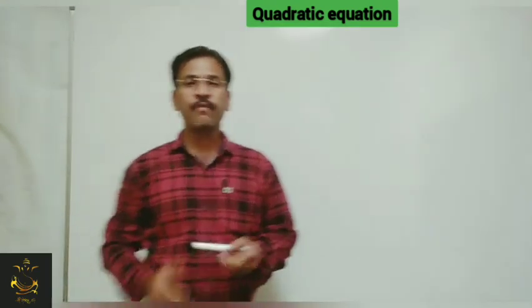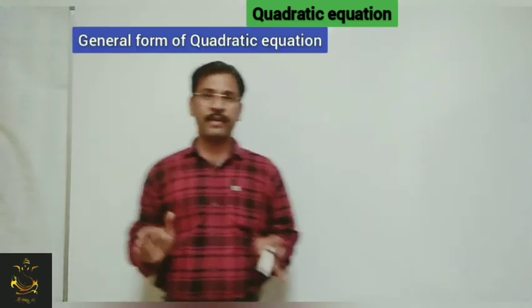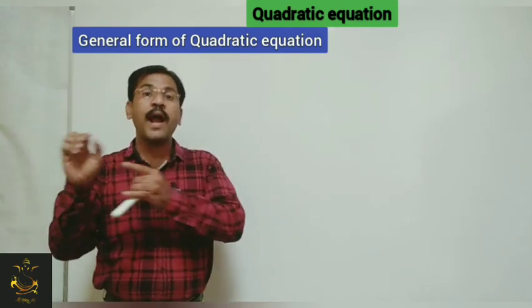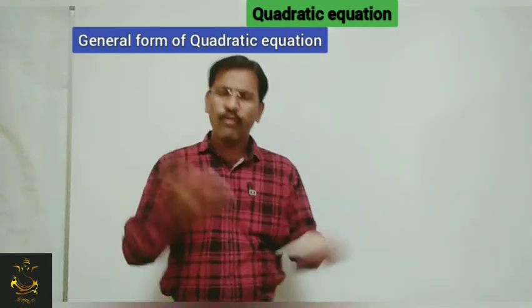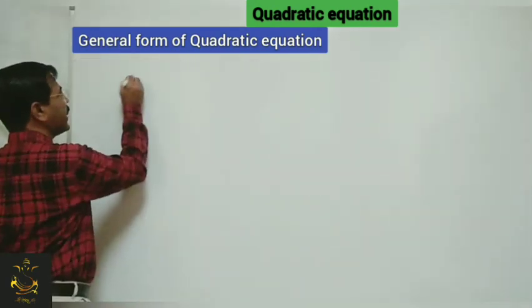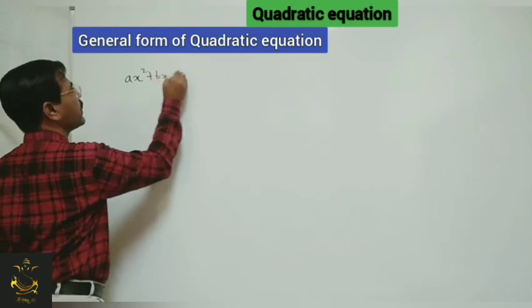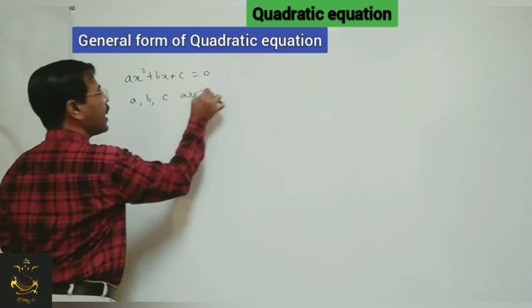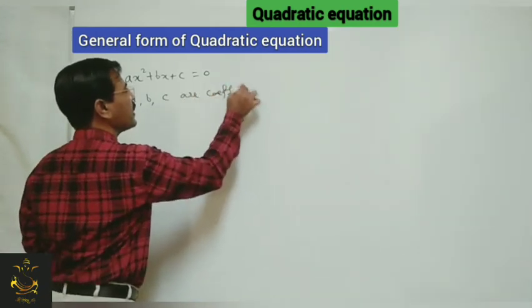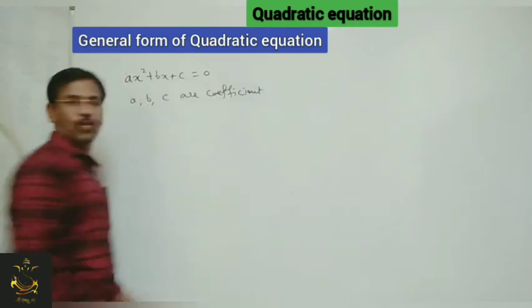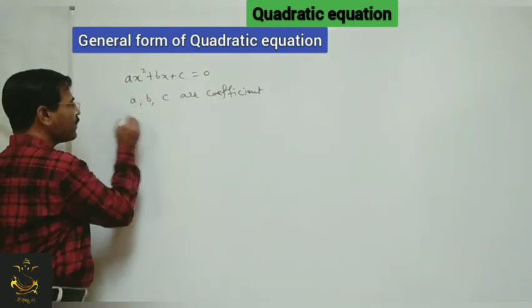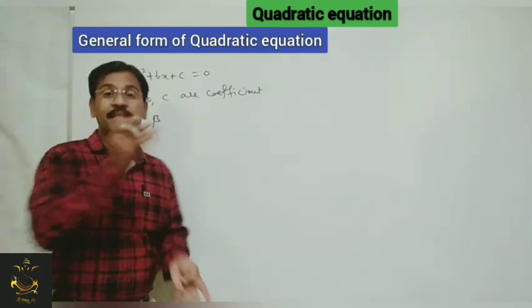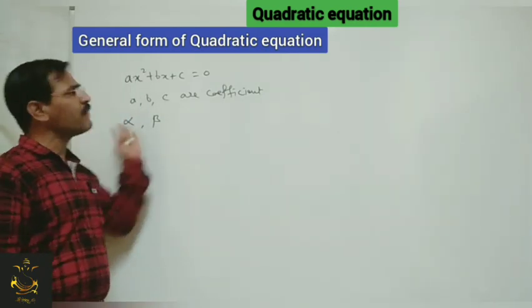Now in this part we will discuss the relation between coefficients of a quadratic equation and roots of a quadratic equation. We know ax square plus bx plus c is equal to 0, where a, b, c are coefficients, which are obviously real numbers. Okay, and we know alpha and beta are the two roots. That we just discussed in the last lecture.